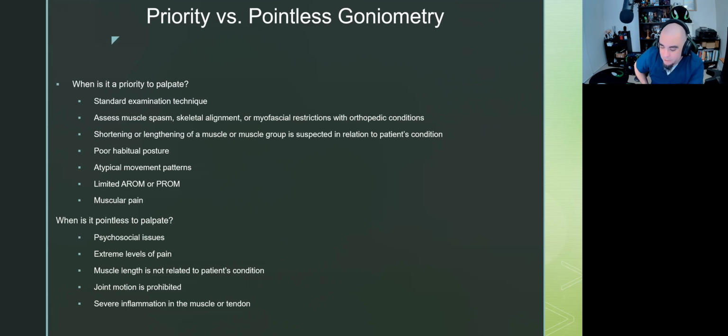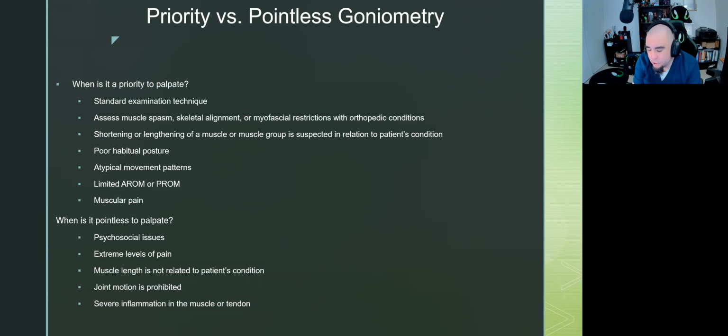And it will help us understand where their muscular pain is, because sometimes patients only have pain in what's called a painful arc, where they'll say, I'm good here, and then my pain starts, and then I get through it, and then I'm okay again. They just have that little bit of range of motion where they have a painful arc. Palpation can help us determine where that painful arc is and see what we might be able to do to help it. So when we palpate and perform goniometry, all of these help us as a standard examination technique. Why might it be pointless to palpate and also do goniometry?